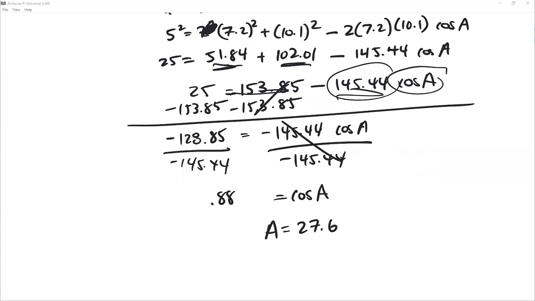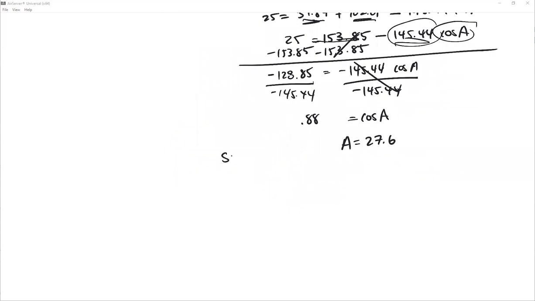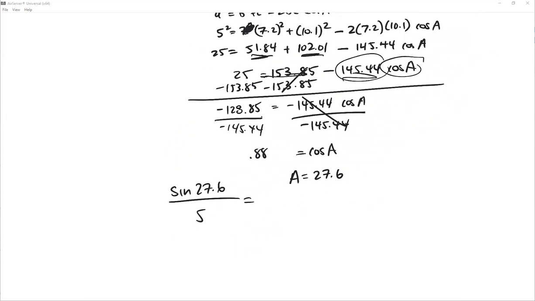Once you have A, then you can use the law of sines. So sine of 27.6 over 5 is equal to sine B over 7.2, since 7.2 is b. So 7.2 sine 27.6 all over 5 is equal to sine B. Any questions on this so far? Are we good? We're just trying to find the other angles.